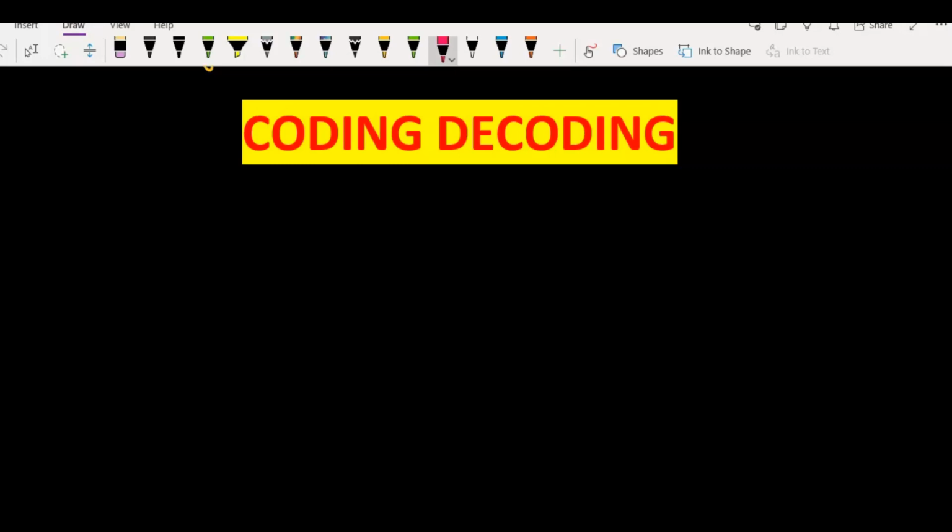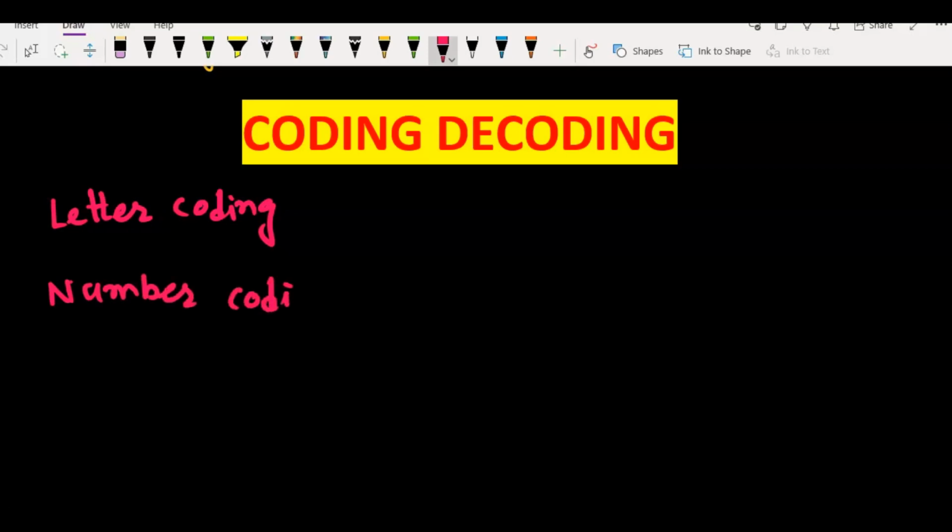Today we will start the chapter coding and decoding. So we have three types of coding decoding. One is letter coding, then we have number coding, and we have mixed coding.